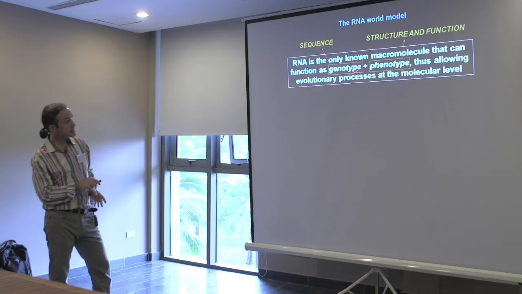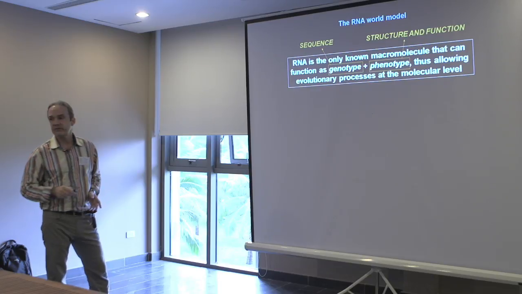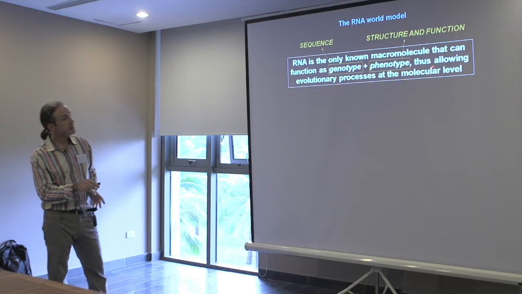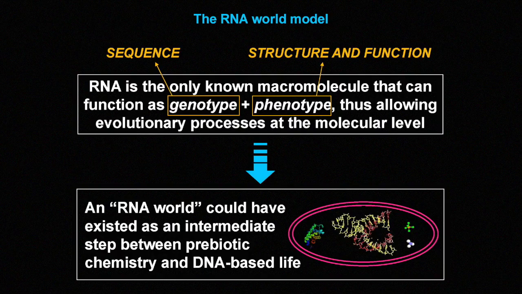Sequence of the molecule and structure and function of the molecule, thus allowing evolutionary processes at the molecular level. So it can evolve because the same molecule has a genotype where mutations can accumulate and a phenotype that can be selected by evolution. Okay? So an RNA world could have existed as an intermediate step between prebiochemistry and cellular life.